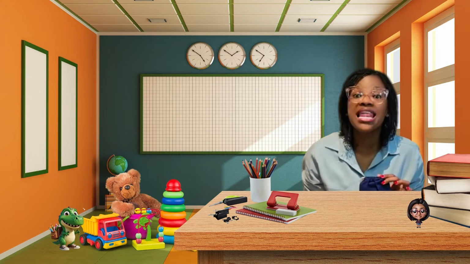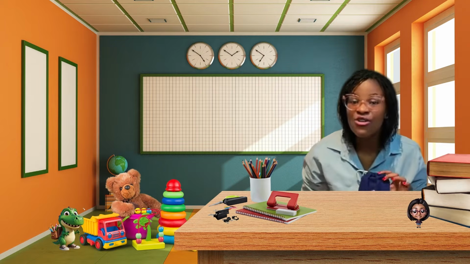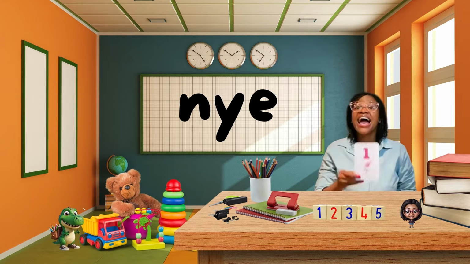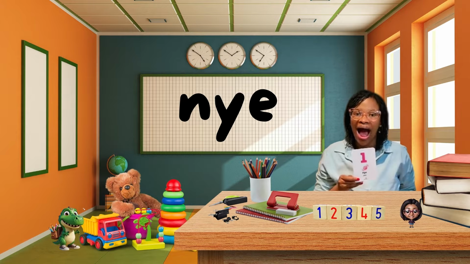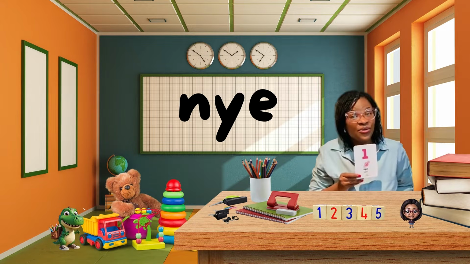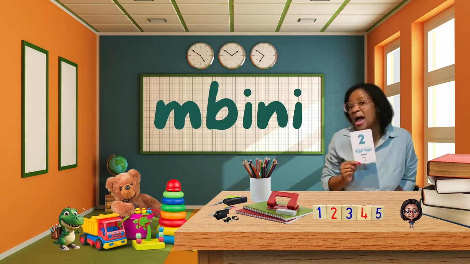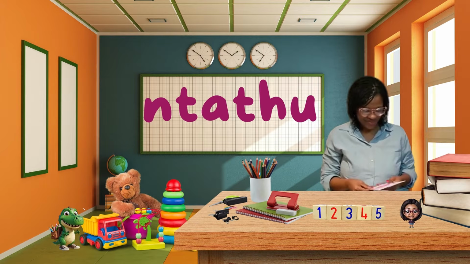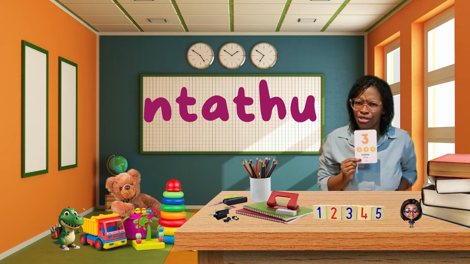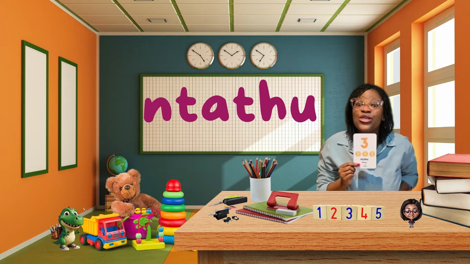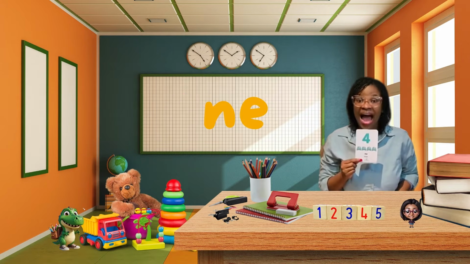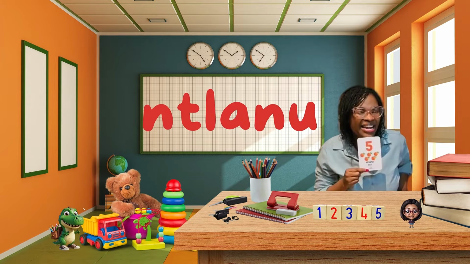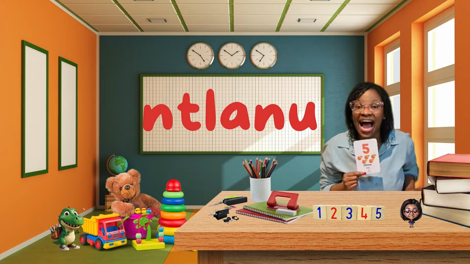Chomi, let us open. Open is vula. Vula our flashcards from Shimali, and learn how to count in isiXhosa. Nye, 1. Mbini, 2. Ndatu, 3. Ne, 4. Nhlanu, 5.